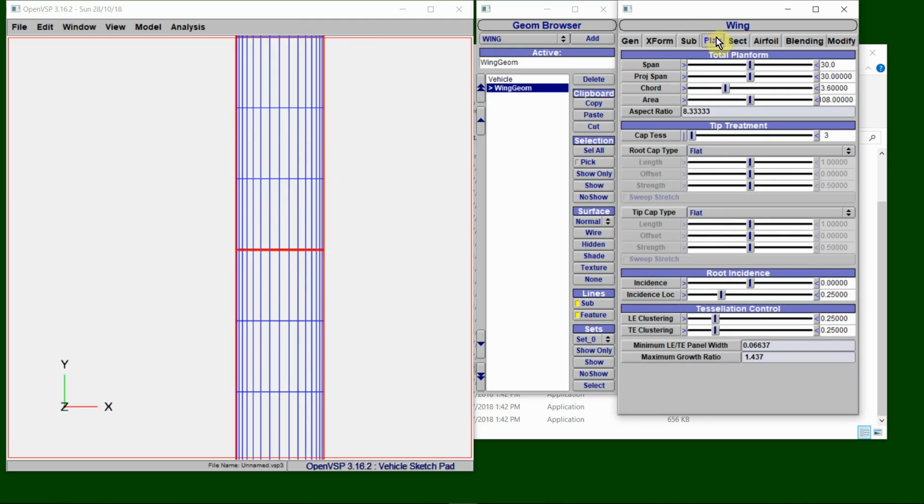Just to verify, let's go back and see what our plan is. Our plan says our area is 108 square feet, which we got from our previous videos. Span is still 30, and our average chord is still 3.6. So now we have a nice rectangular wing.